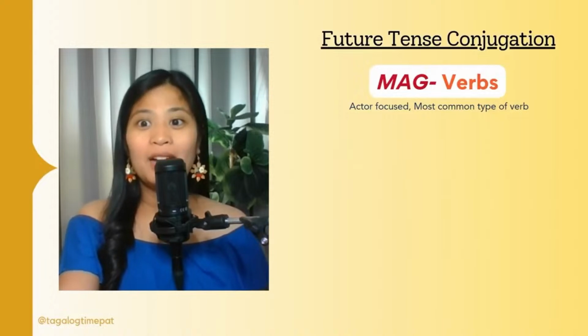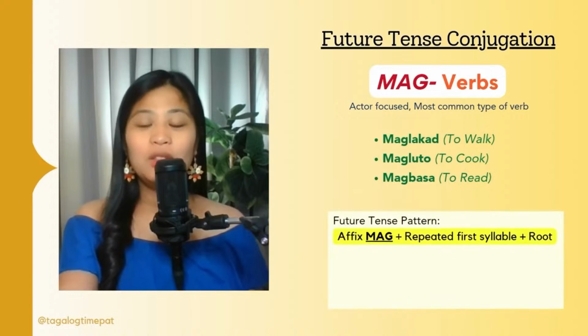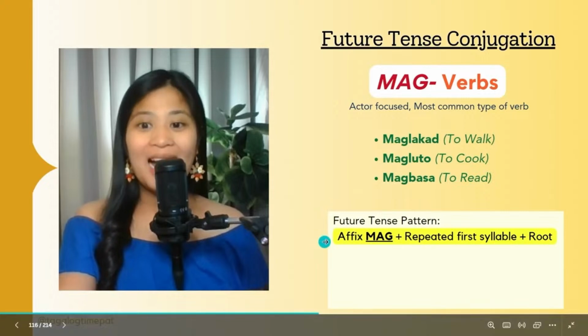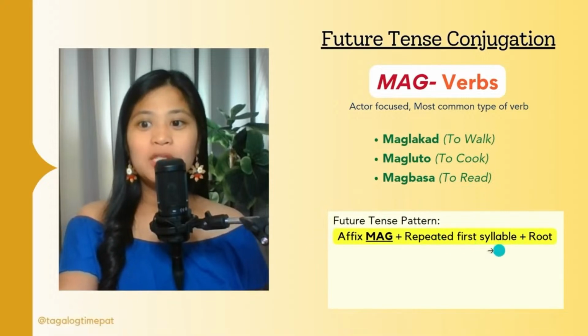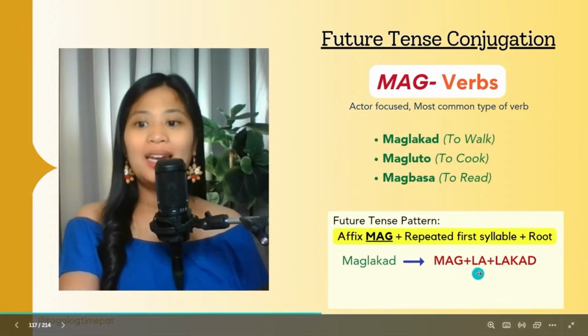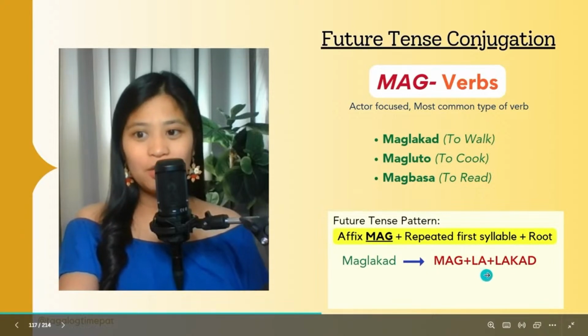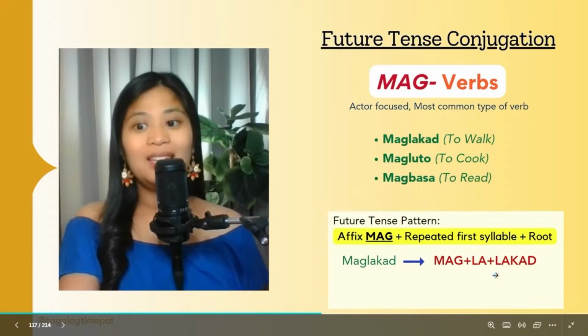Let's start with mag verbs. Again, our mag verbs are maglakad to walk, magluto to cook, magbasa to read. Now in the future tense, this is the pattern. It's the affix mag, then a repeated first syllable, and then the root. So in the future tense, if you wanted to say will walk, maglakad becomes maglalakad. So it's the affix mag, then there's a repeated first syllable, and then it's the root, lakad.